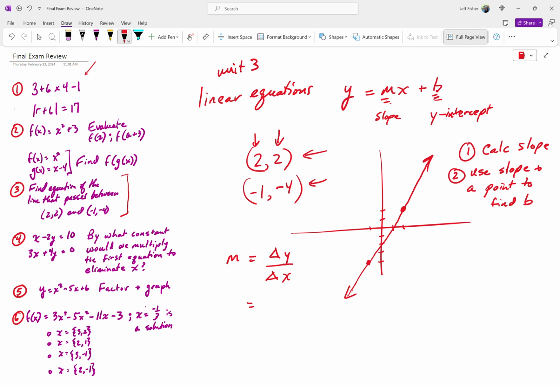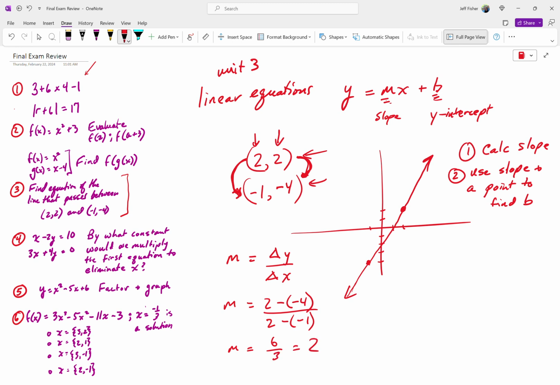Well, the change in y is going to be 2 minus -4. And the change in x is going to be 2 minus -1. And it doesn't matter which order you do them in as long as you do them in the same order. If we go top to bottom on the y's, we have to go top to bottom on the x's. So our slope here is going to be 2 plus 4 over 2 plus 1. So it's going to be 6 over 3, which equals 2.